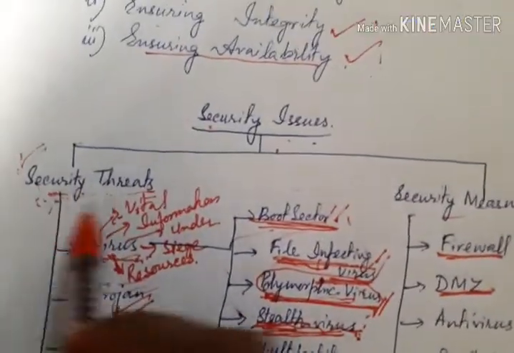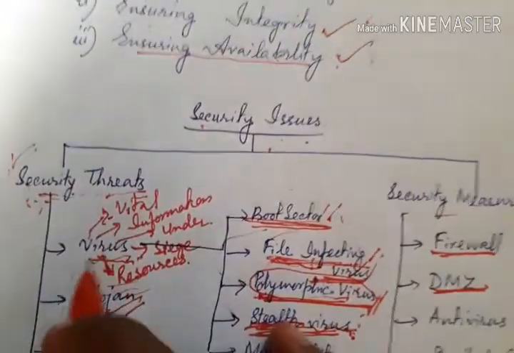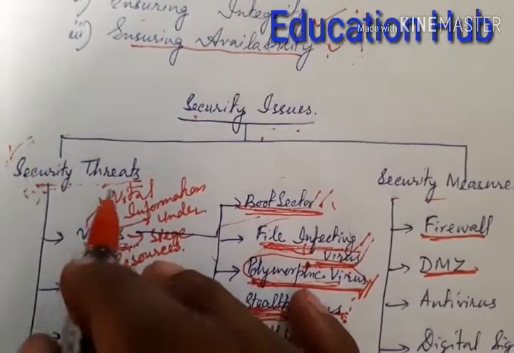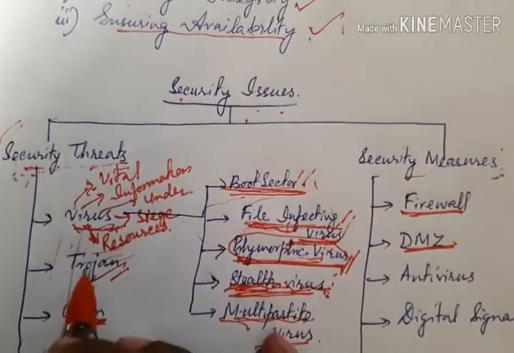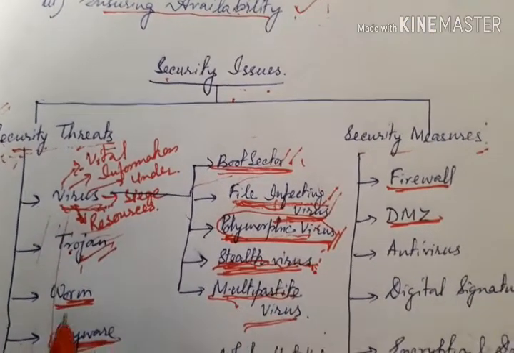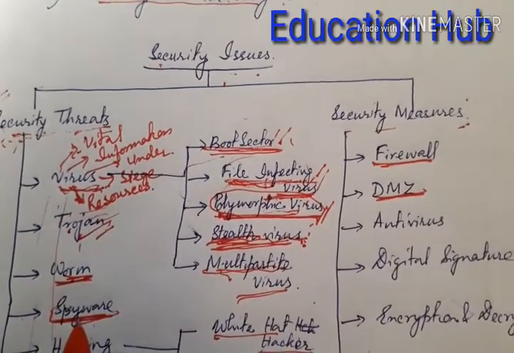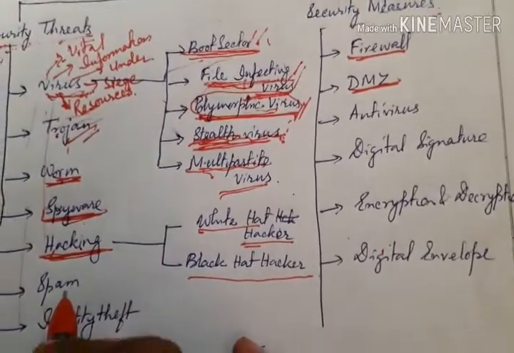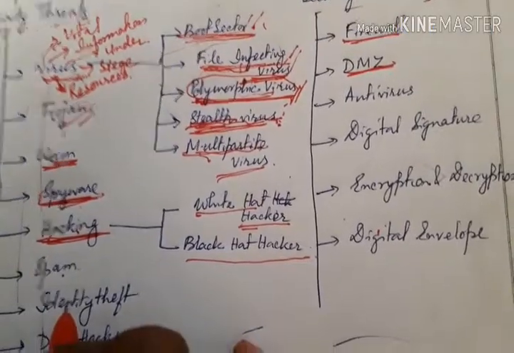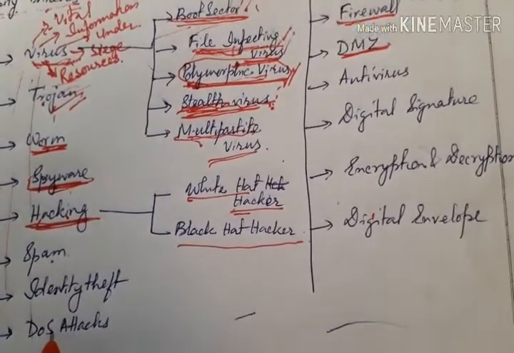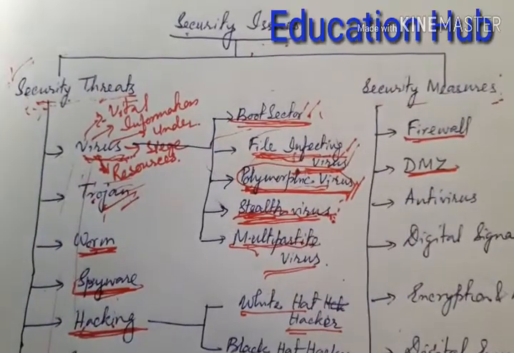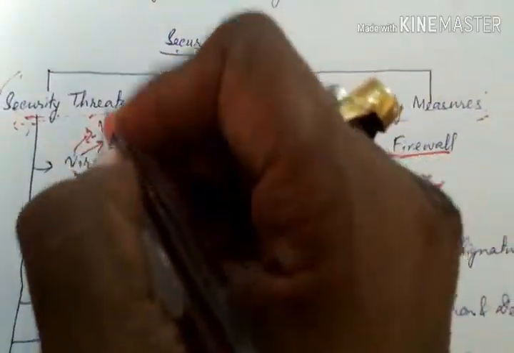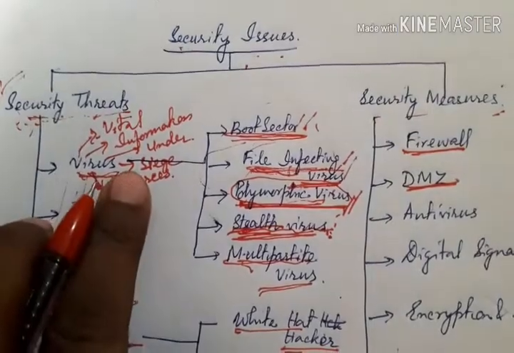At first, the security threats. We are very familiar with the name virus. This is the main cause of security threats. Next, trojans, worms, spyware, hacking, spam, identity theft, DoS attacks. These are the security threats. Now, let's start the discussion with the virus.